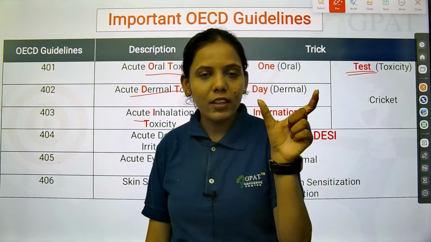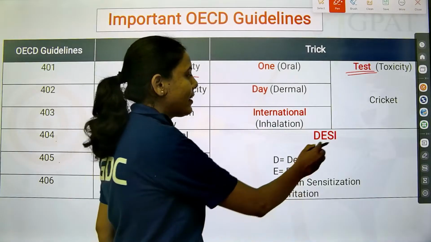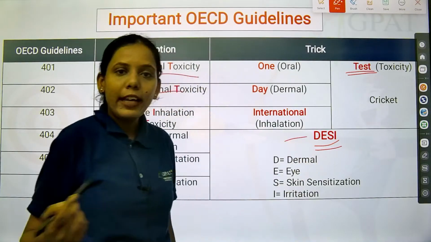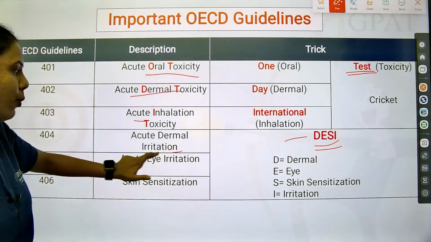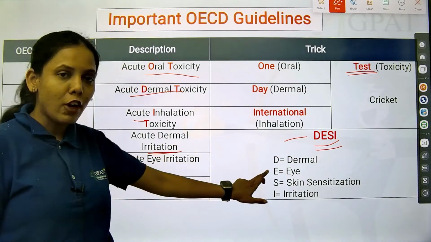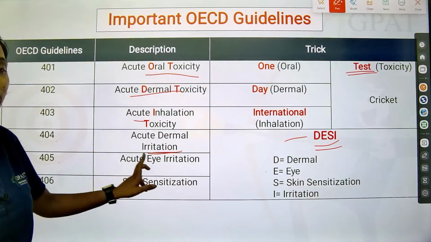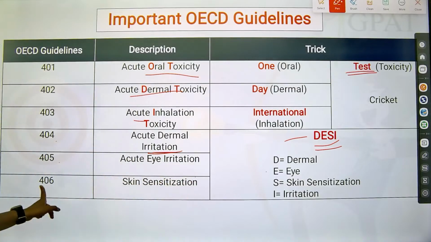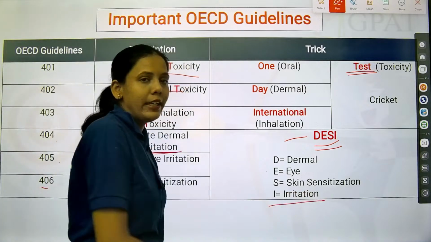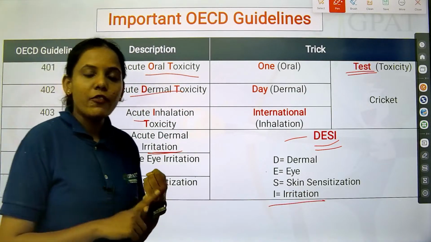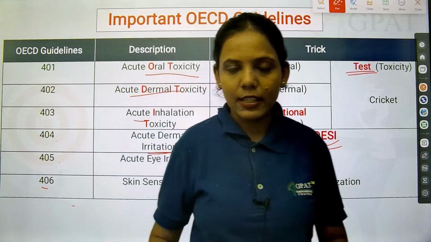For that you remember the word DESI. D stands for again dermal, but this time it is about the irritation. E stands for eye, that is 405 is acute eye irritation, and next is 406, that is S, skin sensitization. I stands for irritation. Okay, very easy. 401, 2, 3, 4, 5 and 6. Simple.